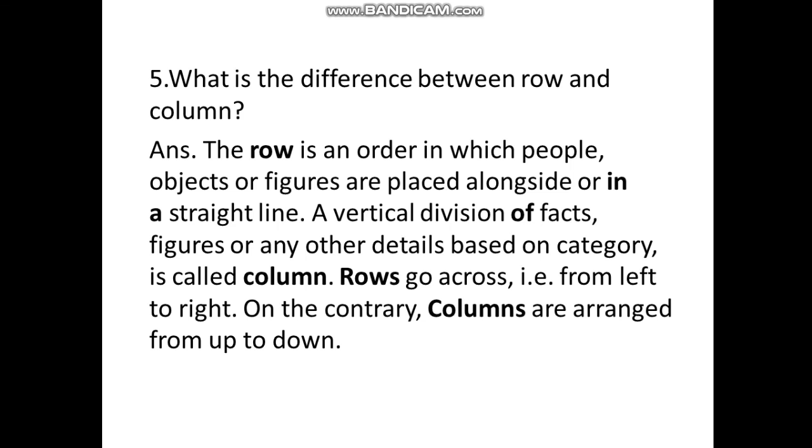Next, what is the difference between row and column? The row is an order in which people, objects or figures are placed alongside or in a straight line. A vertical division of facts, figures or any other details based on category is called a column. Rows go across from left to right. On the contrary, columns are arranged from up to down.